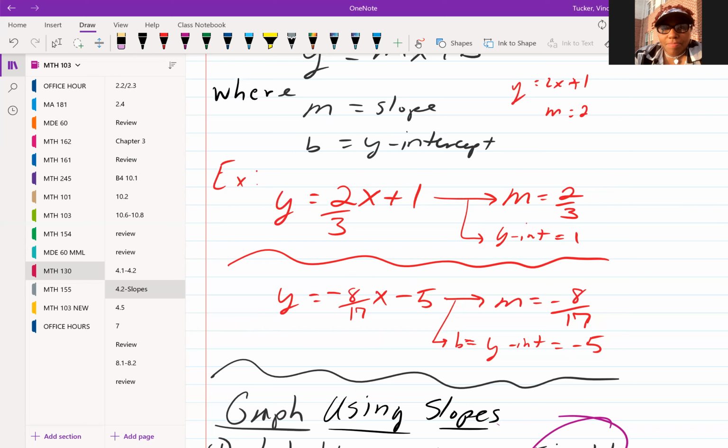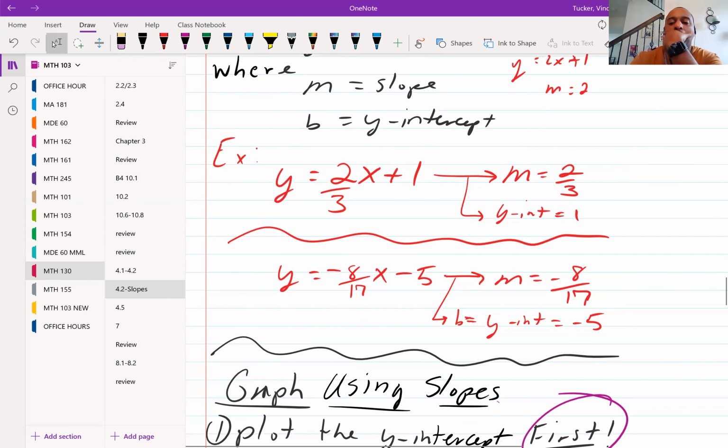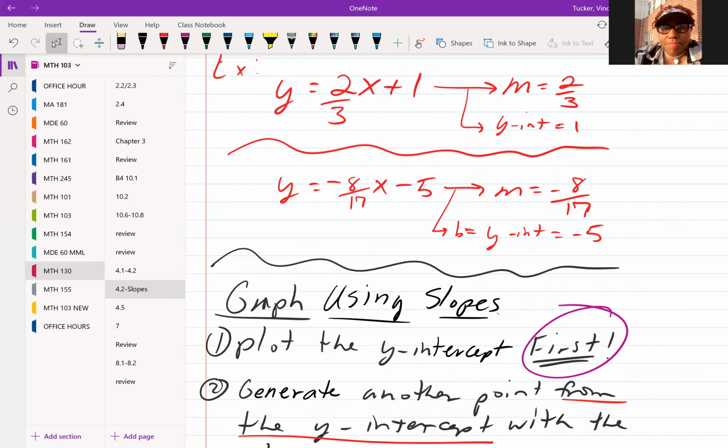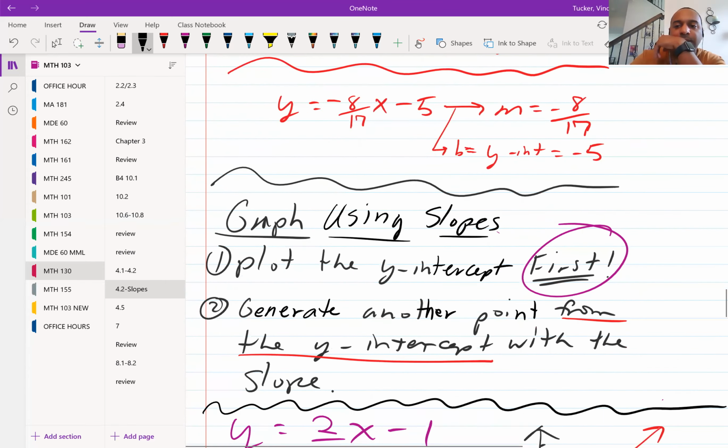Okay, I got you. So m equals -8 over 17, and my y-intercept is going to be the -5. Okay. Thank you. So we're good.